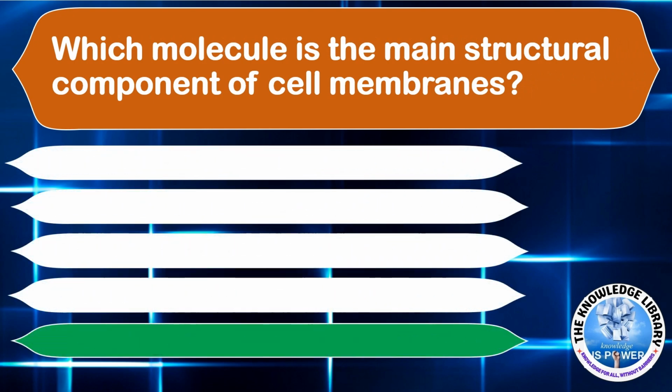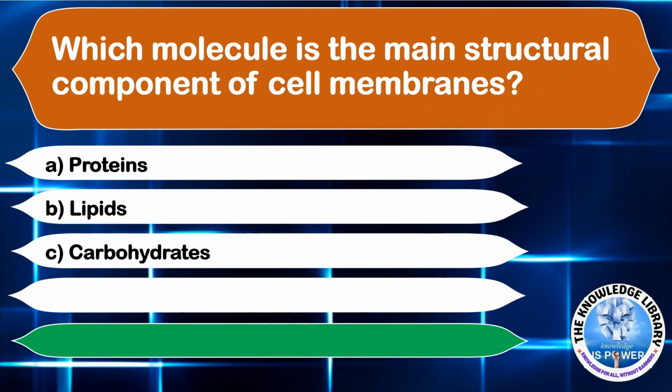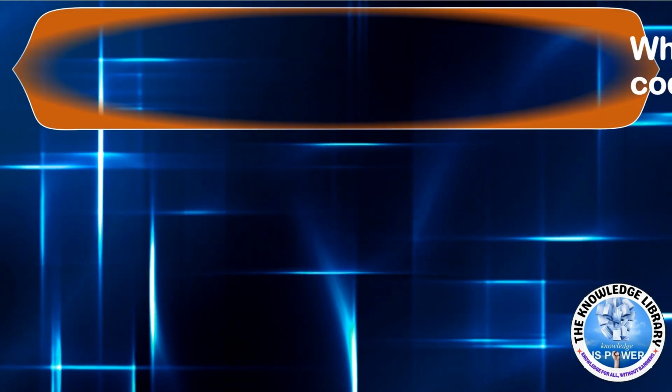The next question is, which molecule is the main structural component of cell membranes? Option A, protein. Option B, lipids. Option C, carbohydrates. Option D, nucleic acids. Answer is option B, lipids.